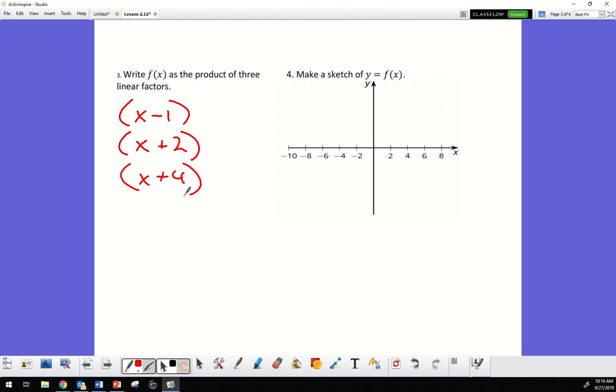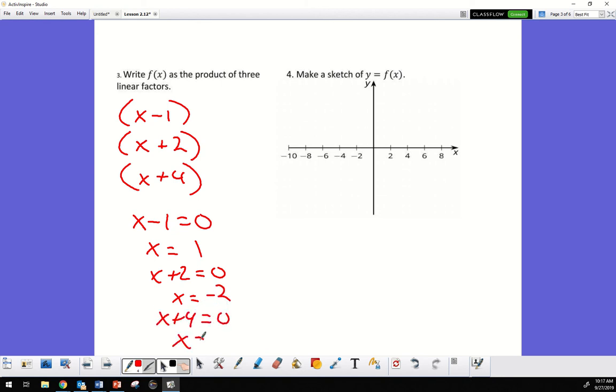It was on the test, it was on the review, we've talked about it 4 or 5 times this week. The intersection point. So it's going to tell me where x is going to equal 0. So I could do the math. I could say that x minus 1 equals 0, so x equals positive 1. X plus 2 equals 0, so x equals negative 2. X plus 4 equals 0, so x equals negative 4. So x equals negative 4 right there, x equals negative 2 right there, x equals positive 1 right there.